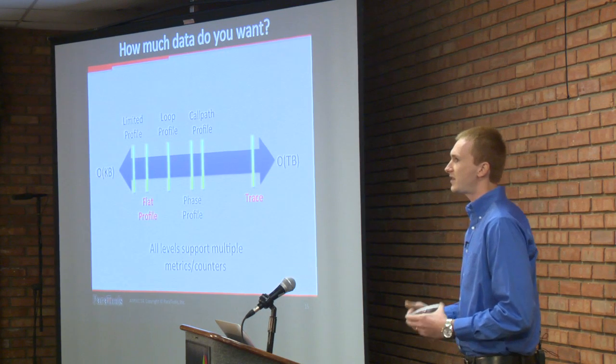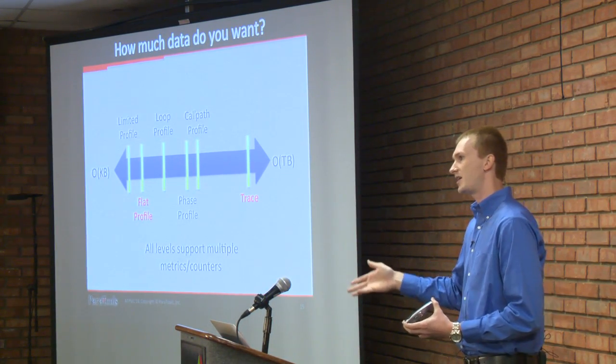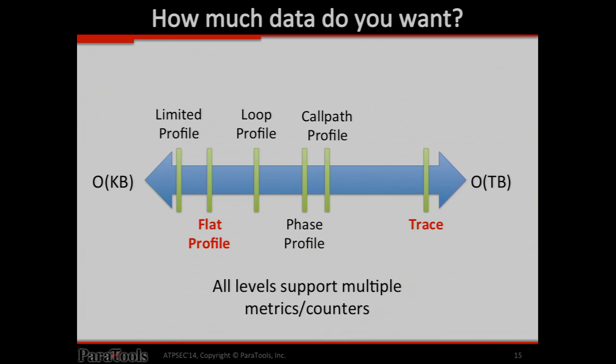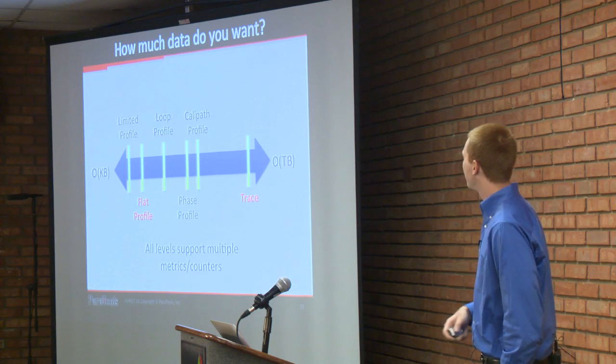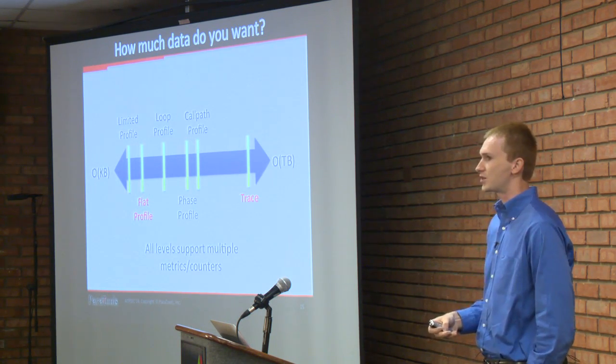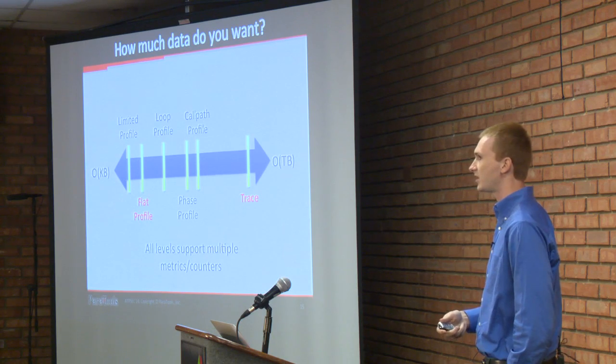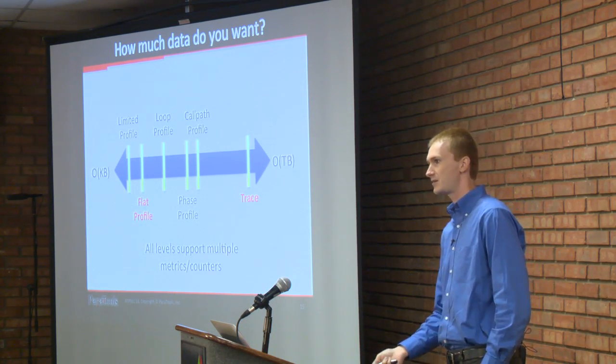So for each type of profile, you get a different amount of data. So then you need to decide, how much data do I need? Tau, by default, if you just ask for profiles, it'll give you flat profiles, which is usually a great start. But then you can move up this, I would say, very logarithmic scale, going from the order of about kilobytes up to about terabytes if you're using traces. And all levels of profiles and traces support multiple counters. So at every different type of profile, you can get hardware performance counter data, time data, and so forth. You're not restricted. You don't have to rerun your code every time you need a different kind of metric.